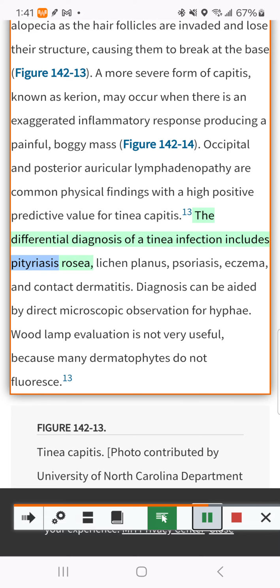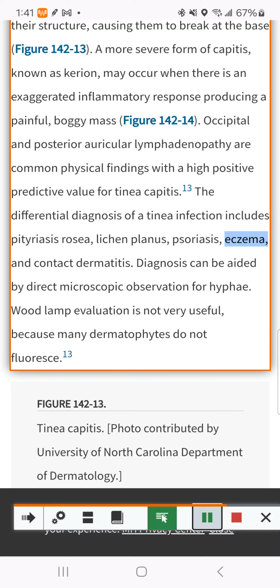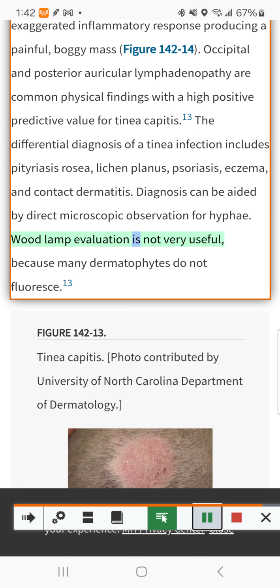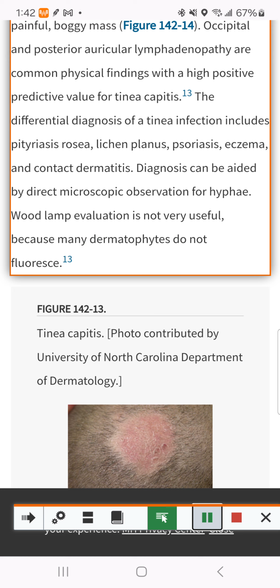The differential diagnosis of a tinea infection includes pityriasis rosea, lichen planus, psoriasis, eczema, and contact dermatitis. Diagnosis can be aided by direct microscopic observation for hyphae. Wood lamp evaluation is not very useful, because many dermatophytes do not fluoresce.